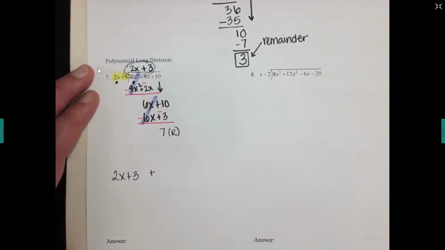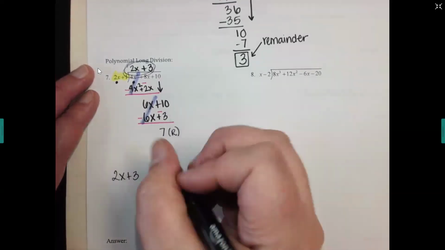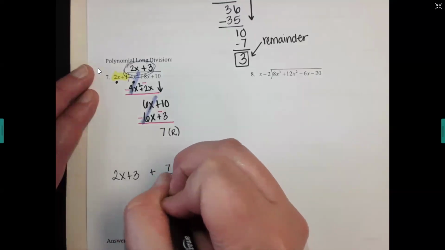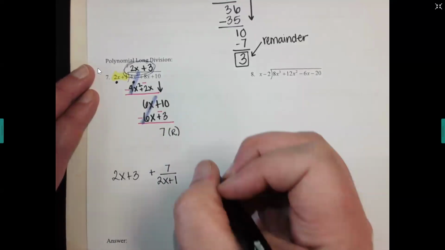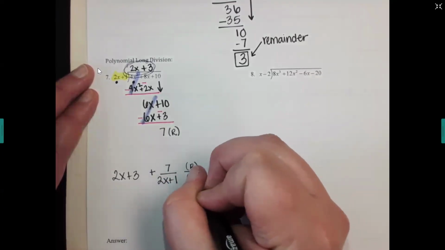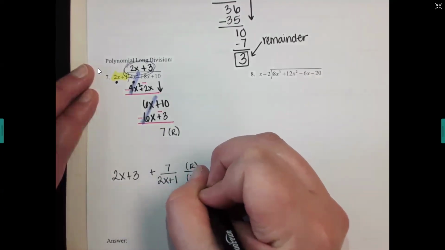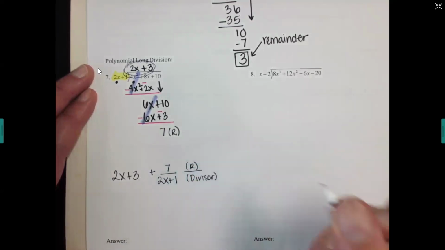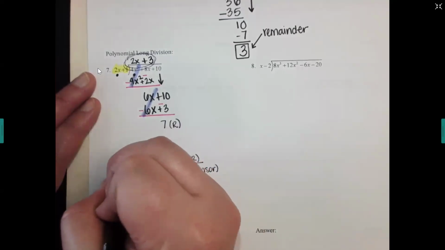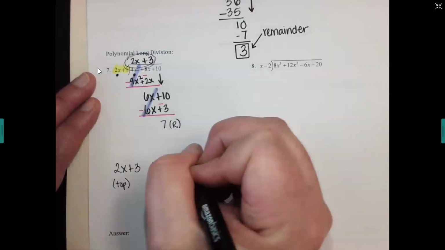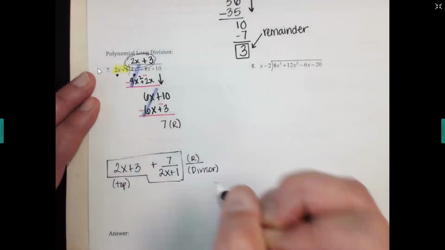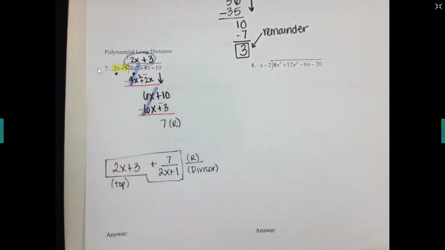At the beginning, it's kind of tricky. Okay, then what's my remainder? Remainder goes on top. 7, and what was I dividing by? 2x plus 1. So this is the remainder over what's called the divisor. And divisor, if you don't know what that means, it means what you divided by. And then this is the answer from the top. Okay, but that would be your answer right there. All right, first one's kind of tricky. Let's do another one.